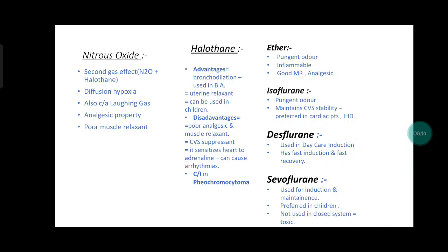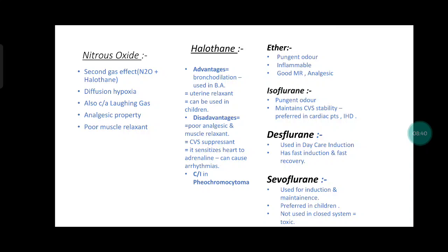Now halothane. Its advantages are bronchodilation, therefore it can be used in bronchial asthma. It is a uterine relaxant. It can be used in children. Disadvantages: it is a poor analgesic and a poor muscle relaxant. It is a CVS suppressant, therefore it sensitizes the heart to adrenaline and it can cause arrhythmias. Hence it is contraindicated in pheochromocytoma.